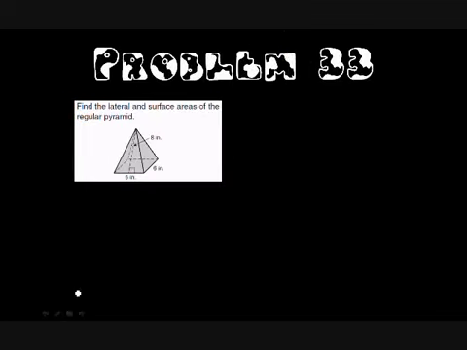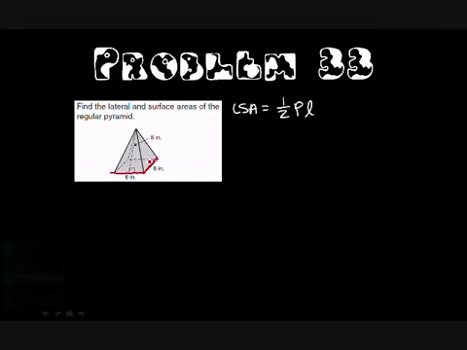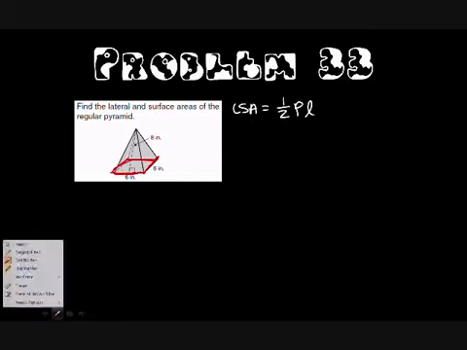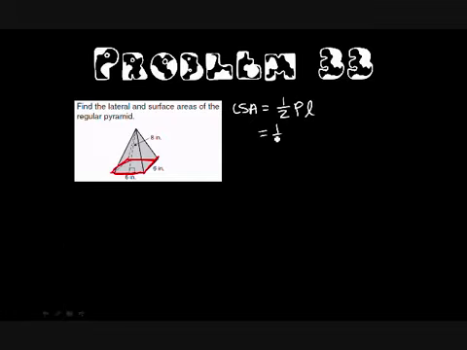Okay, problem 33 says find the lateral and total surface areas of the regular pyramid. So our lateral surface area is going to be 1/2 PL, curvy L. The capital P is the perimeter of the base, and the L is the slant height. So here our perimeter we can get is 6 plus 6 plus 6 plus 6, which would be 24. So I'm going to go ahead and write that in.